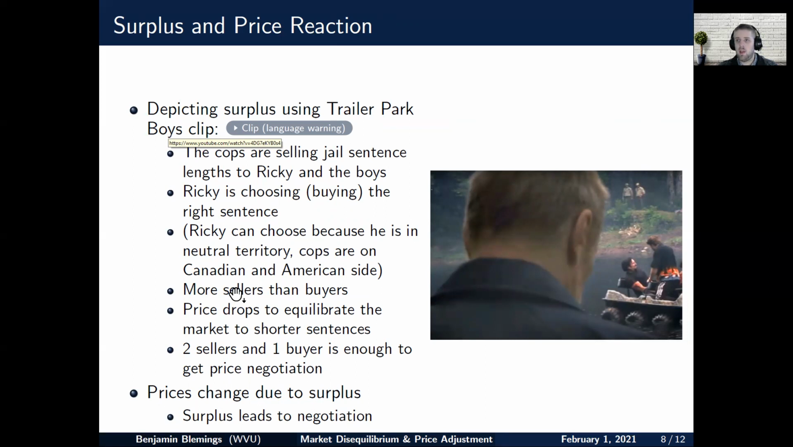And what we have is two sellers of jail sentences, the U.S. and the Canadian cops, and essentially Ricky bargains his jail sentence down from what it could have been otherwise. And we see that just having two sellers and one buyer is enough to have this price negotiation happen in a market. And so the supply and demand for jail sentences pushes the market of that towards equilibrium.